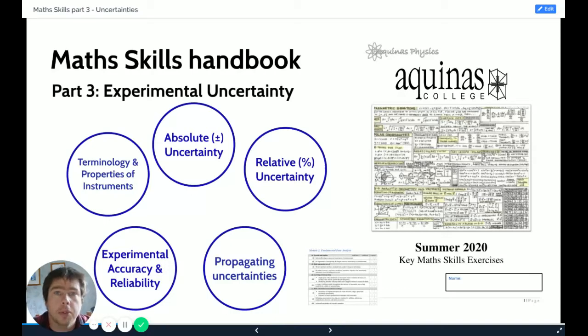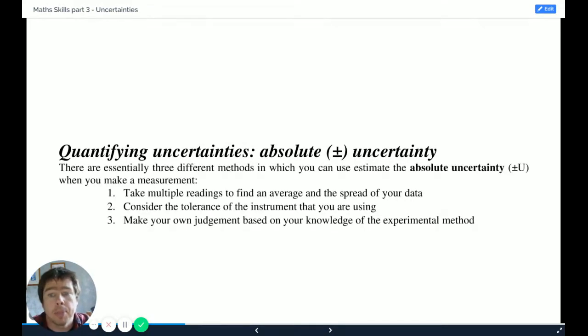Okay, so once we've thought about our instruments, measuring instruments, and the kind of properties associated with them, we can start to think about quantifying, so putting values to the uncertainty that we have whenever we take a measurement. So we're going to look at this next subtopic here of absolute uncertainty, and think about the ways that we can be systematic and consistent with the way that we identify the amount of uncertainty that we associate with each of the measurements that we take.